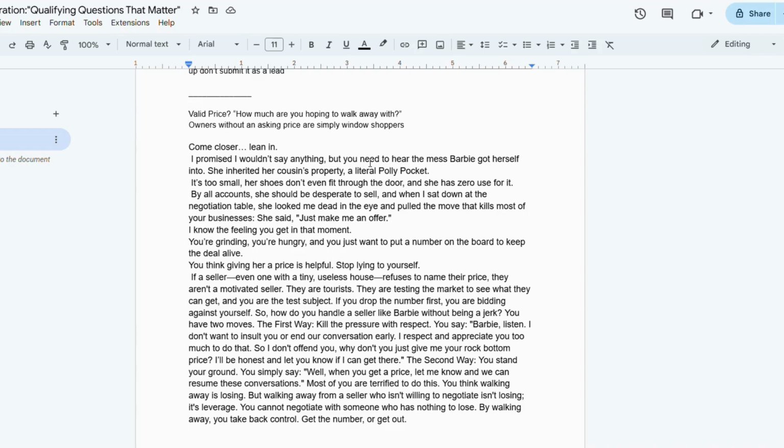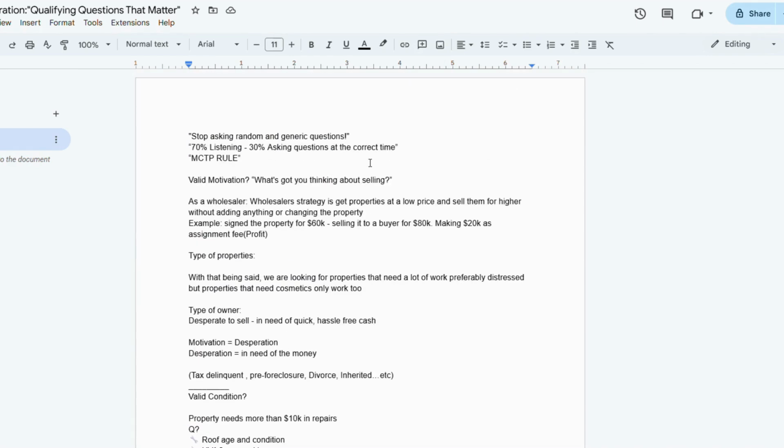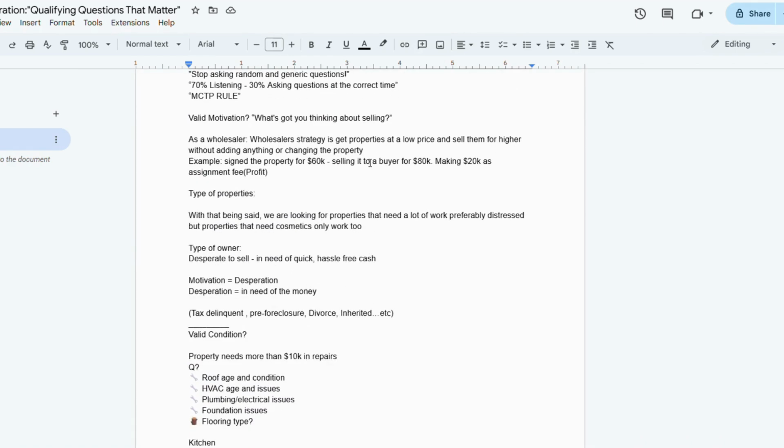So remember, if any of those questions, the MCTP specifically, is not being answered by the owner, then this is someone who's window shopping and not really interested in selling their property. Hence, it's going to be pushed back as invalid because we cannot close on such a deal. Now, when it comes to questions, right? Motivation. It's really quick and simple. What got you thinking about selling, right?